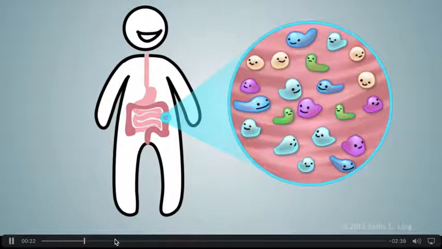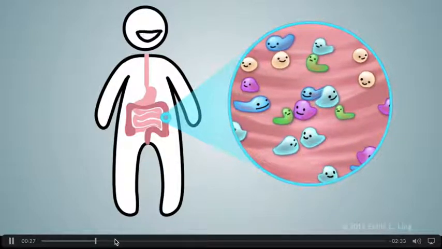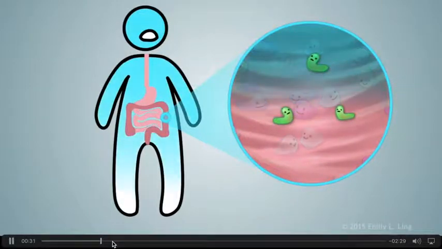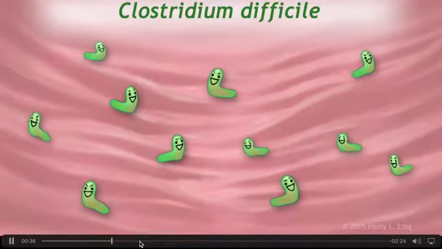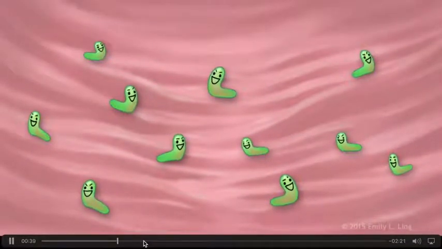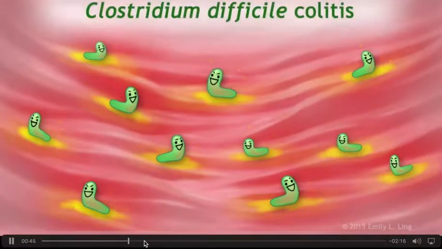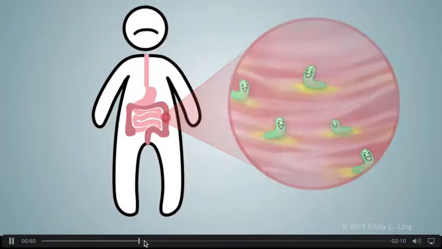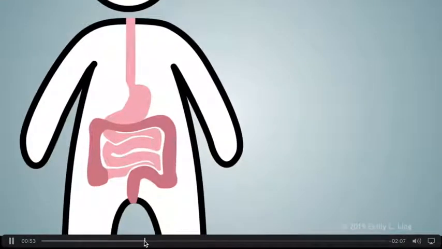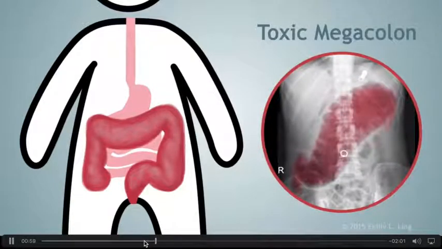In most cases, these microbes are harmless or even beneficial to a healthy individual. However, conditions that require treatment with antibiotics can kill off many of the good bacteria in the colon, allowing the bad bacteria, called Clostridium difficile, to take over. Toxins released by Clostridium difficile can damage the lining of the colon, a condition known as Clostridium difficile colitis. Clostridium difficile infection can lead to life-threatening complications, such as toxic megacolon, where the colon becomes dangerously enlarged.